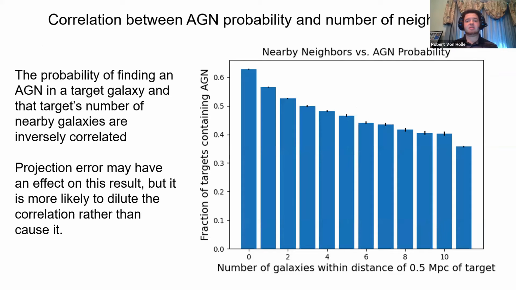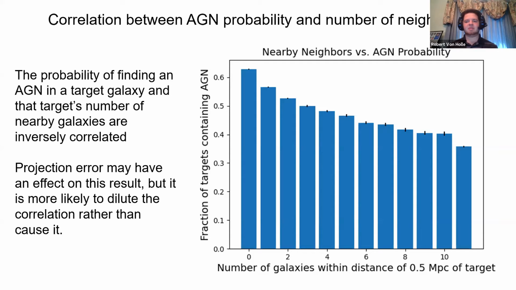I found that there seems to be a strong inverse correlation between the number of galaxies within half a megaparsec, or about 1.6 million light years, of a target, and the fraction of those targets containing AGN. Now, projection error may have had an effect on this result. That means that two galaxies that are very physically distant from each other can appear to be nearby neighbors if they are in roughly the same area of the sky. I did impose some redshift restrictions to try to limit this effect, but I was unable to eliminate it entirely.